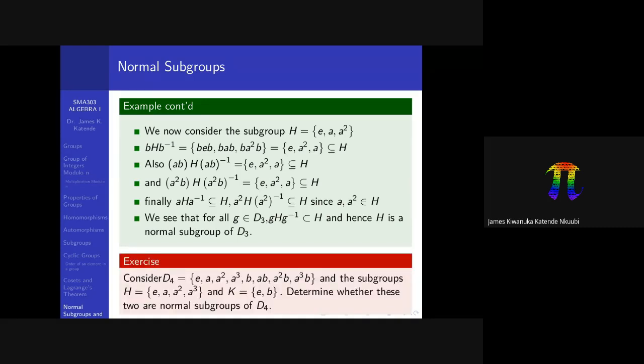So here is another exercise for you. This time you consider D4, the dihedral group of degree 4, or the symmetries of a square. And then there are two subgroups. We have H equal to E, A squared, so it's a subgroup with 2 elements. And then the other one is K equal to E, B. So using the same ideas, you need to determine whether these two are normal subgroups of D4. Are we together? Yes. So that's an exercise for you.